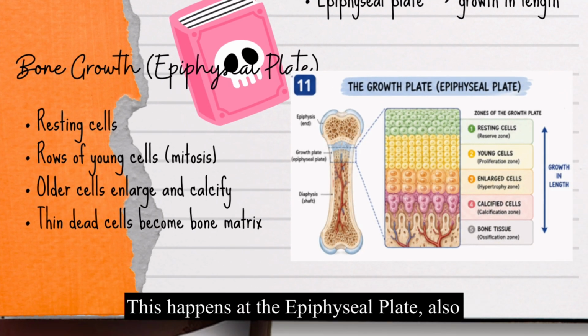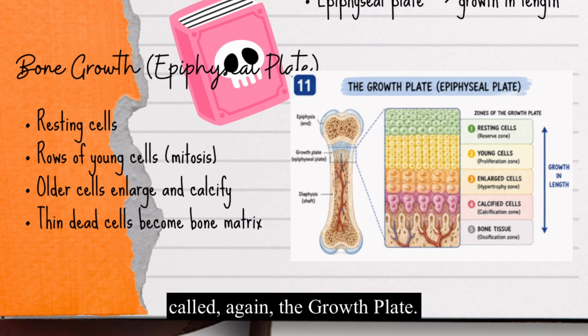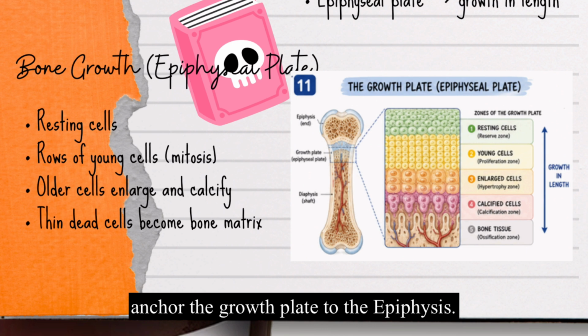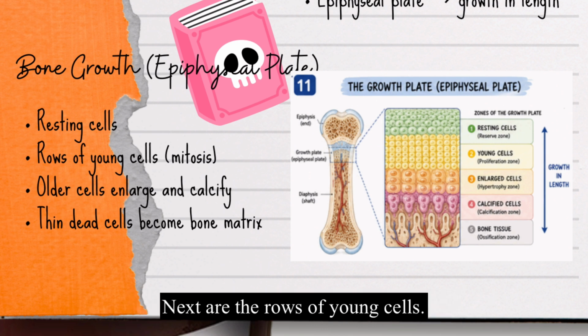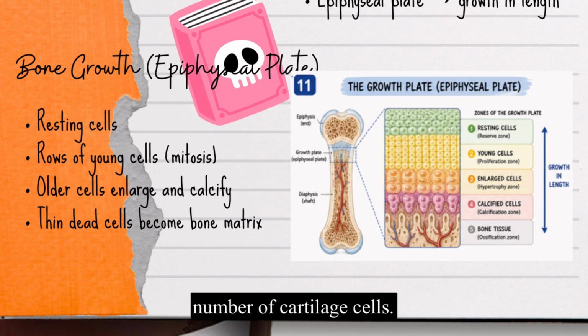This happens at the epiphyseal plate, also called the growth plate. The process begins with resting cells, which anchor the growth plate to the epiphysis. Next are the rows of young cells. These cells divide by mitosis, increasing the number of cartilage cells.